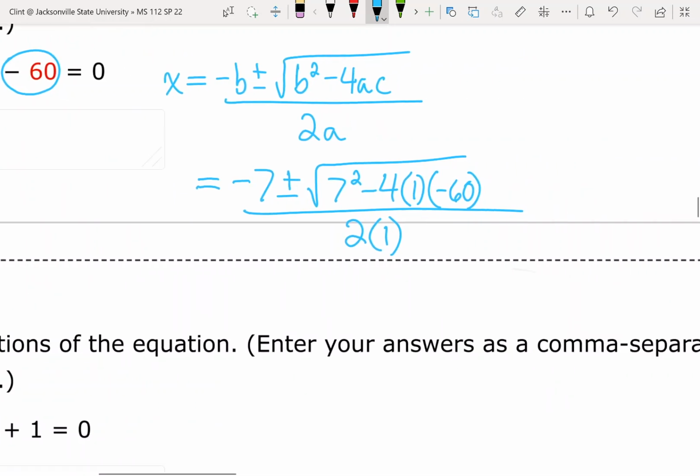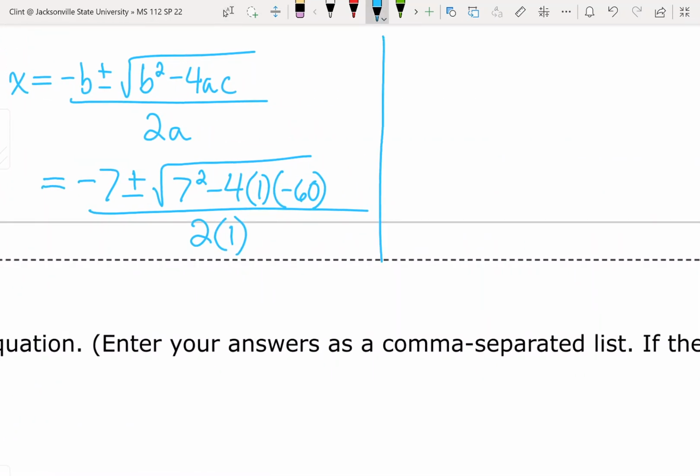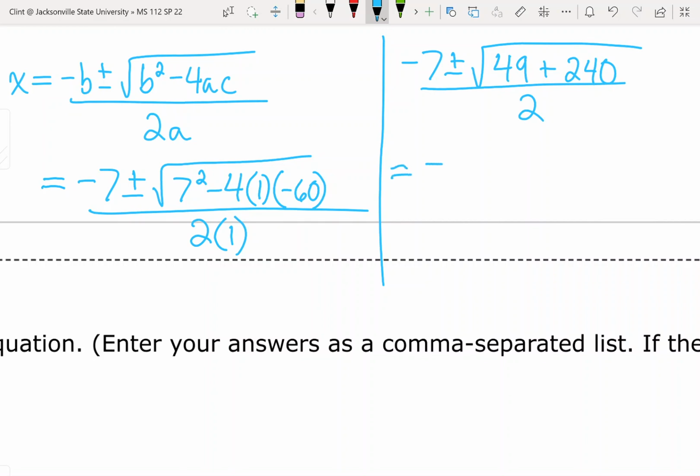Get us some more room here. So let's see, it's negative 7 plus or minus the square root of 49 plus 240, over 2. So 289, I think that is 17 squared. Let's see. Yep, it is. So the square root of 289 is 17.